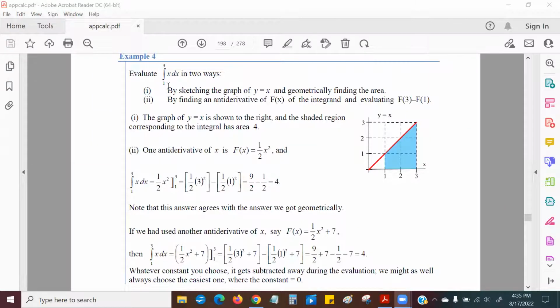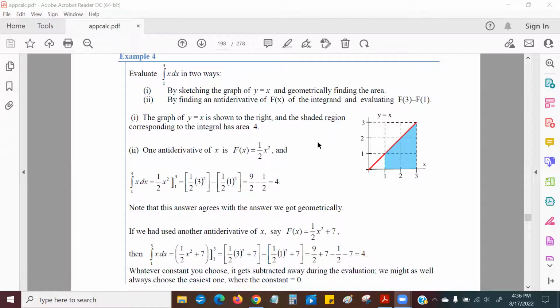And they want you to evaluate the integral from 1 to 3 of x dx in two different ways. First, I want you to sketch a graph. Actually, just do a good old-fashioned geometry, as if you never ever heard of calculus. Then they want you to do it by finding the antiderivative, the calculus way. So first, I want you to do it the geometry way. Then I want you to do it the calculus way.